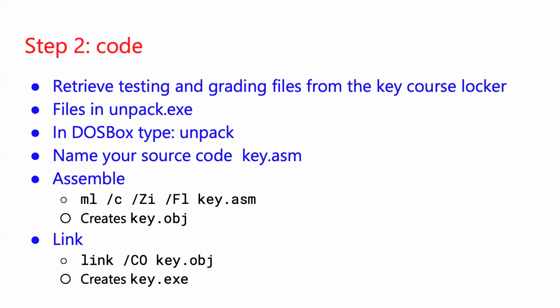You'll download that unpack archive, and when you execute it, it'll create several files in the current directory. Your job is to write a source file. So you don't get a starter for this. You'll be starting from scratch, but you'll be writing a source file called key.asm. And you'll write assembly language instructions in it.